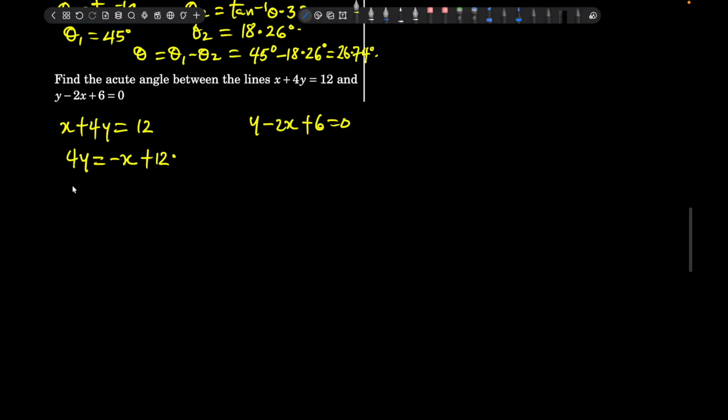Okay, so we have 4y over 4 is equal to minus x over 4 plus 12 over 4. So y equals minus x over 4 plus 3. Don't forget that your first goal is to extract the slope of the first line. Either you want to use method 1 or you want to use method 2, you have to extract the slopes. So your m1 in this case is going to be minus 1 over 4. That is settled. Let's go to this one.